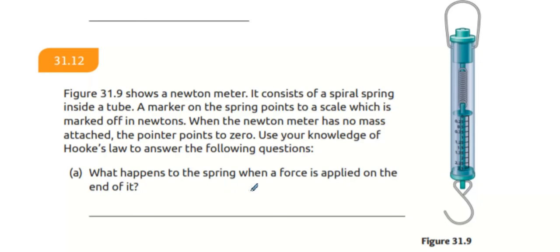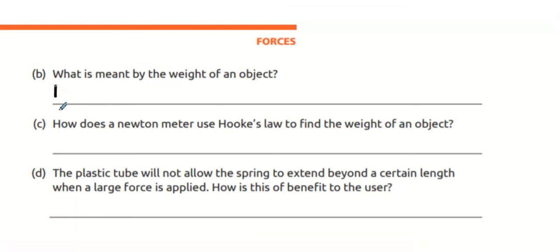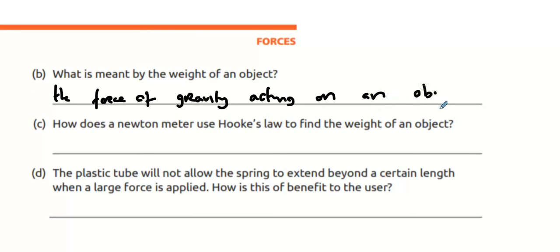What happens to the spring when a force is applied on the end of it? The spring extends. It gets longer. Now, what is meant by the weight of an object? The weight of an object, once again, we go to the very beginning, is the force of gravity acting on the object.